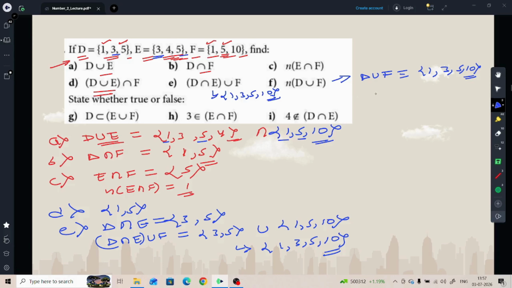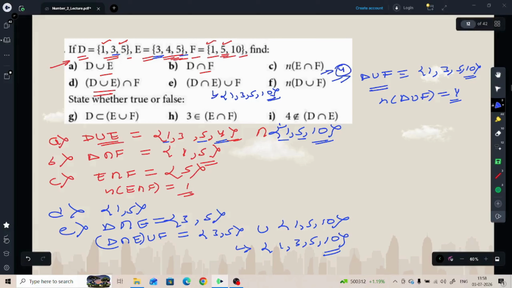So D union F actually will be what? Initially we calculated D union E, I think, by mistake. No, it's the same. It's correct. Okay, this is the D union E. I actually thought this was just there. No. 1, 3, 5, 10 is D union F. So the number of elements in D union F is how much? It's 4. So 4 should be your answer. Very simple, very easy.